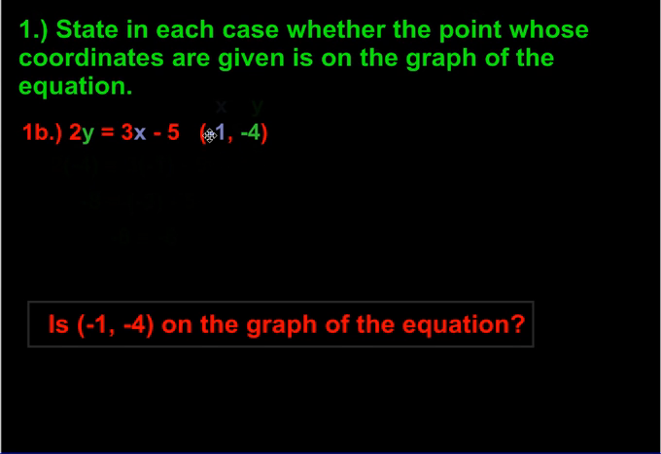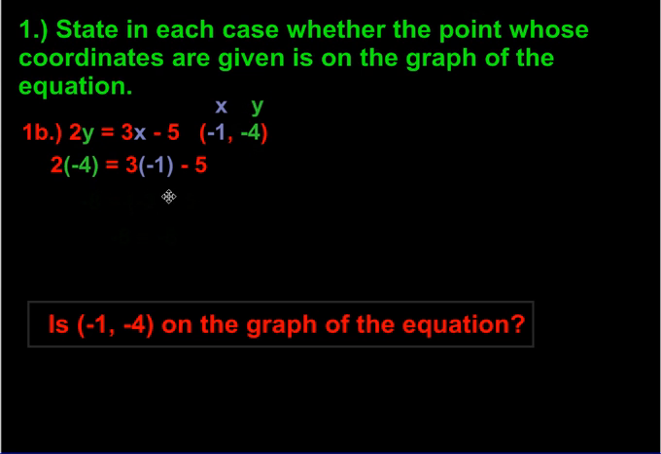We'll start by remembering that when we have a coordinate pair, the first number is always x, the second number is always y. Then once we figured that out, we need to plug this in for the equation. And that's going to look like this. So since y was negative 4, we have 2 times negative 4 equals 3 times x, which was negative 1. So 3 times negative 1 minus 5.